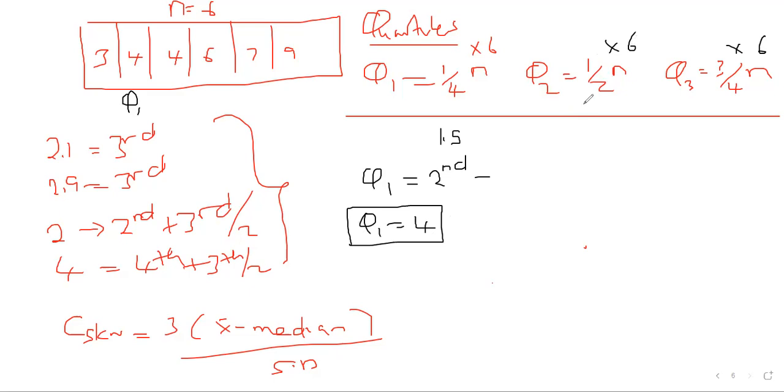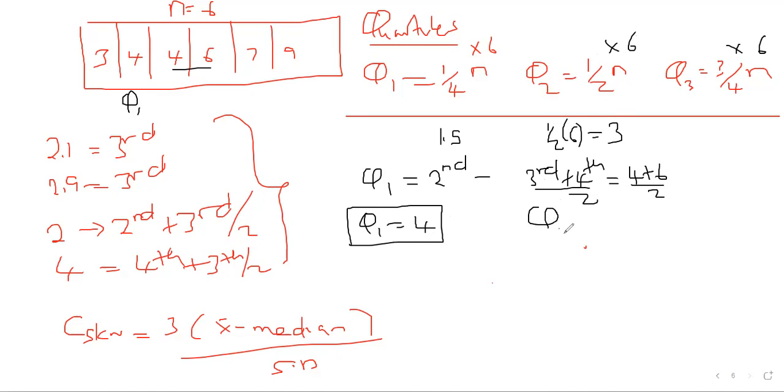Here, half of 6 is what? 3. So since it's 3 here, we're going to get the third number and the fourth number. We divide by what? By 2. So 1, 2, 3, 4. So these two, we average them. So 4 plus 6 is 10, divided by 2 is 5. So Q2, which is also the median, is giving us a 5.